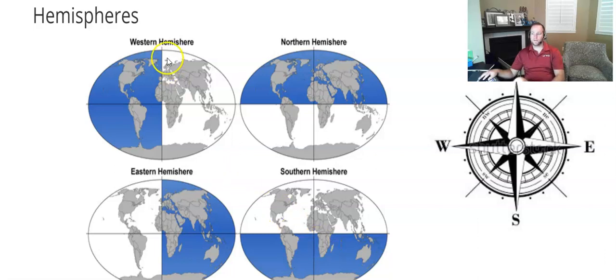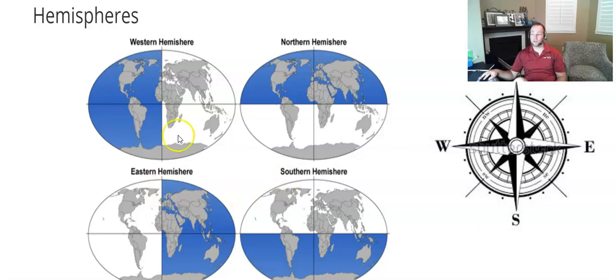You also have another line that we call the prime meridian that runs vertically, and that splits the Earth into two hemispheres as well. Anything west of the prime meridian is called the Western Hemisphere.